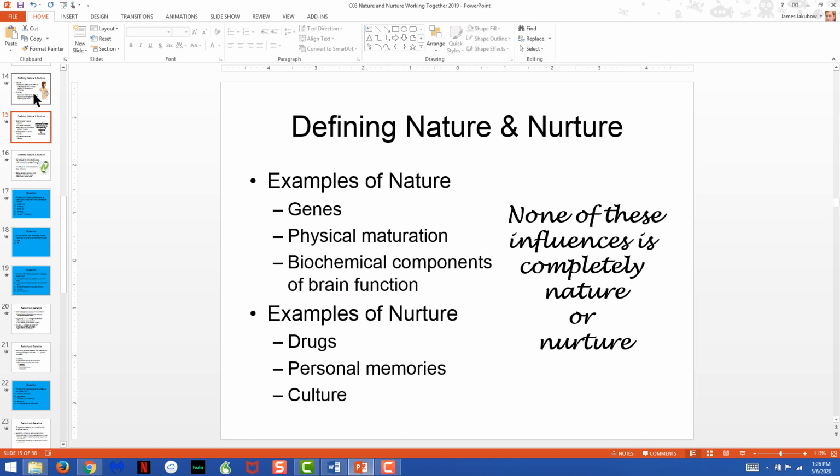The modern interpretation of nature and nurture would very quickly identify that none of these influences on this page is completely biological or environmental. That is, your genes are actually influenced by the environment. So is your physical maturation, and the biochemical activity of your brain and in general your nervous system is influenced by the environment. The opposite is also true with respect to nurture. Drugs, the manner in which you process drugs is affected by your biology. The manner in which you form memories, how well the memory is formed, and how well you retain it is affected by your biology. And in fact, the parameters of your biology influence the degree to which you can actually successfully live in one environment or another.